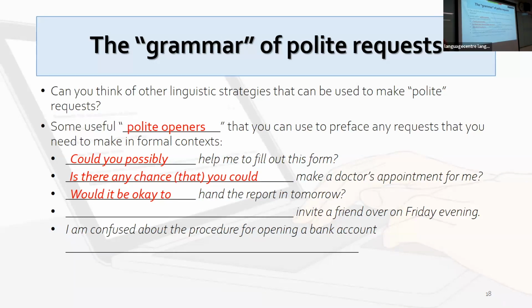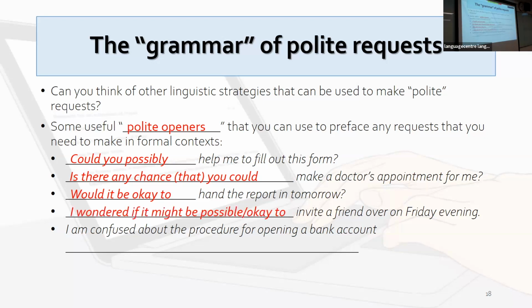Or will it be okay to hand the report in tomorrow? Will it be okay to do something? From the first three sentence structures, you can see that the requests are presented in a question, in a negotiating or questioning tone. They are presented as questions rather than help me fill in this form, give this to me, go home, do this, do that. They are presented as questions in order to ask the professor whether it is possible to do something, whether it is okay to do something.